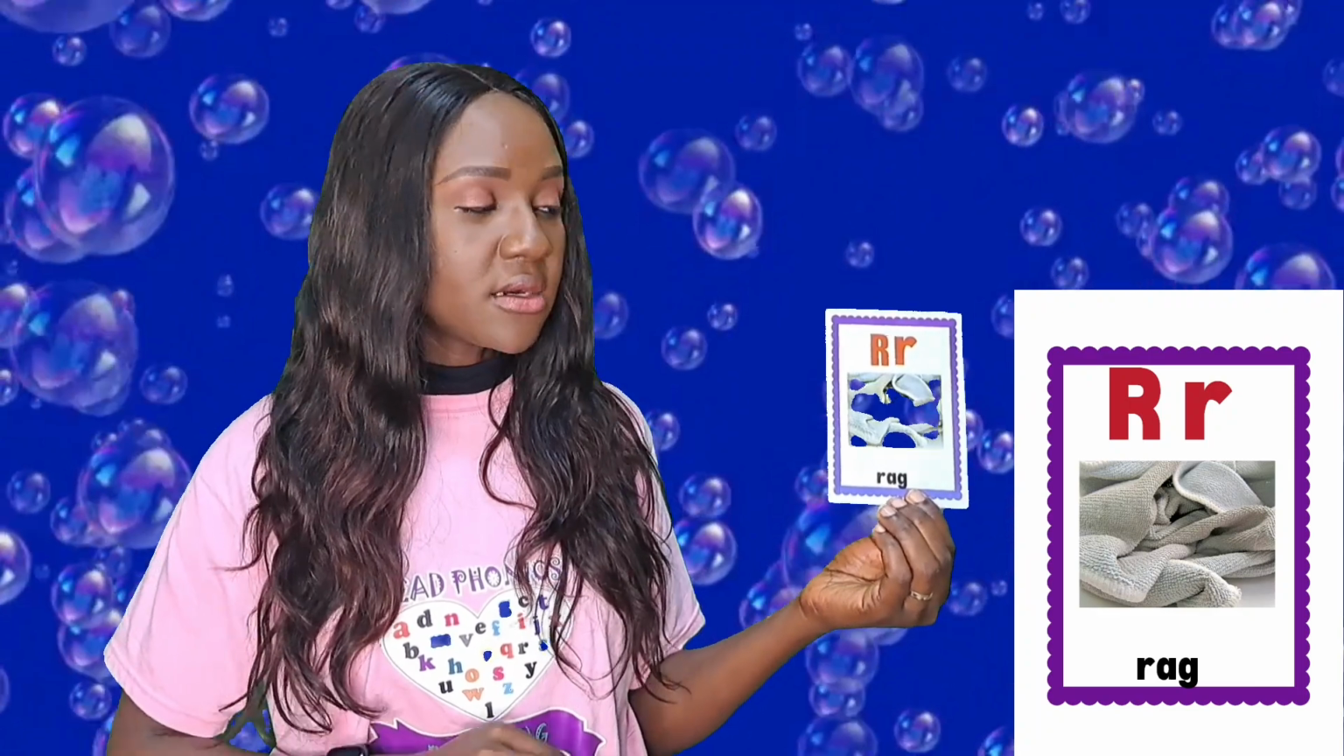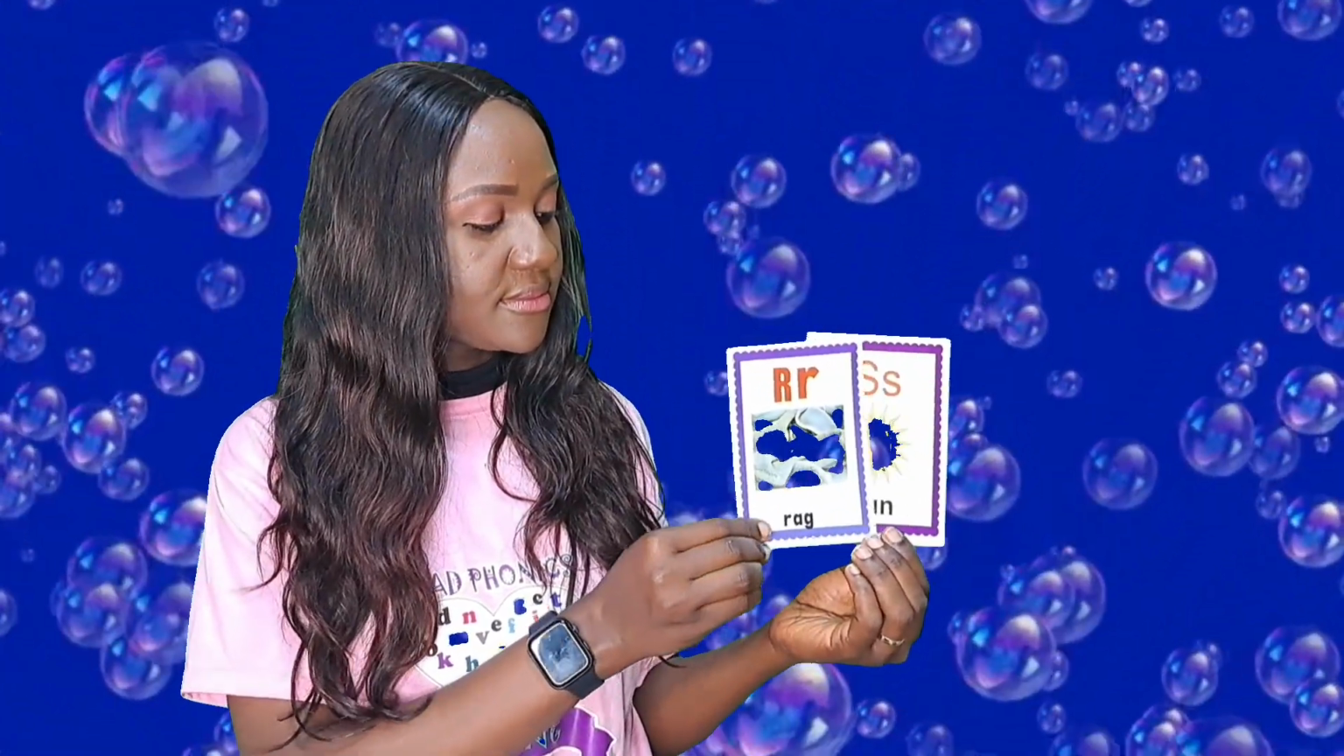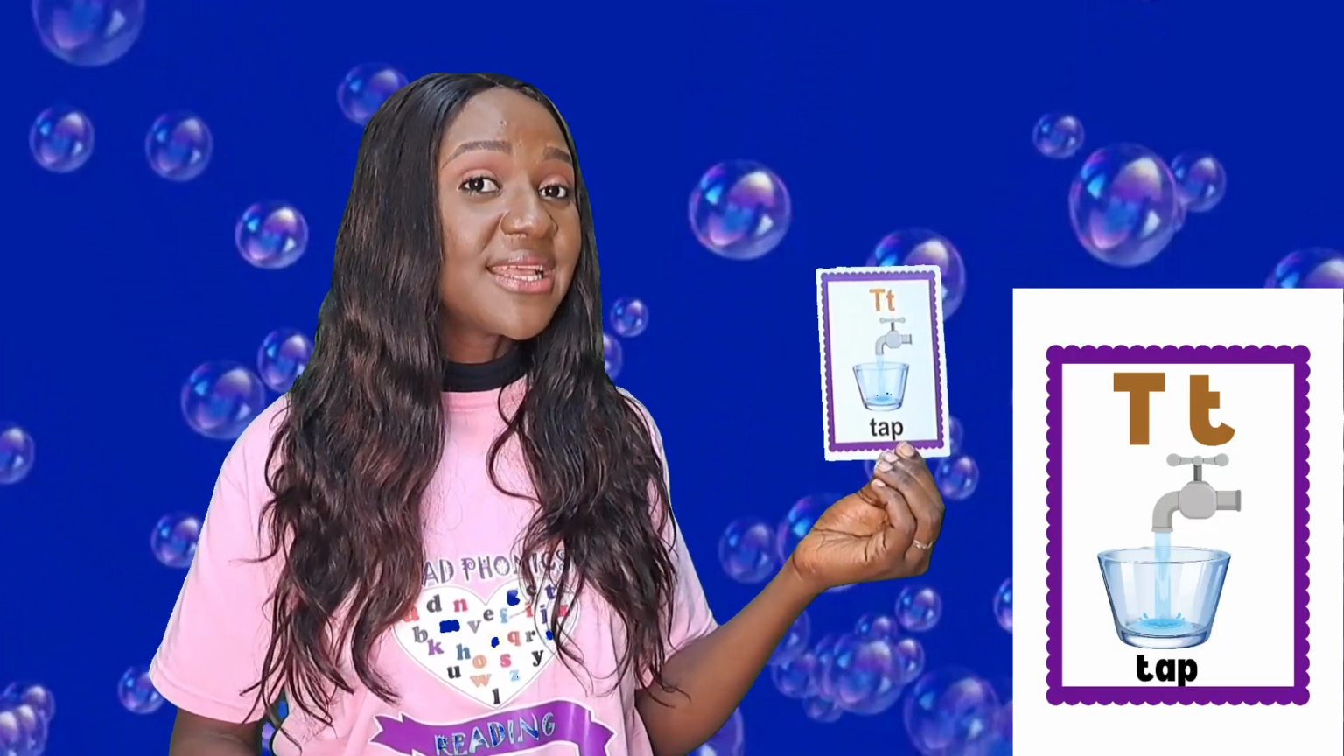Let's recap. Letter Q makes the sound qu. Letter R makes the sound R. Letter S makes the sound S. Letter T makes the sound T.